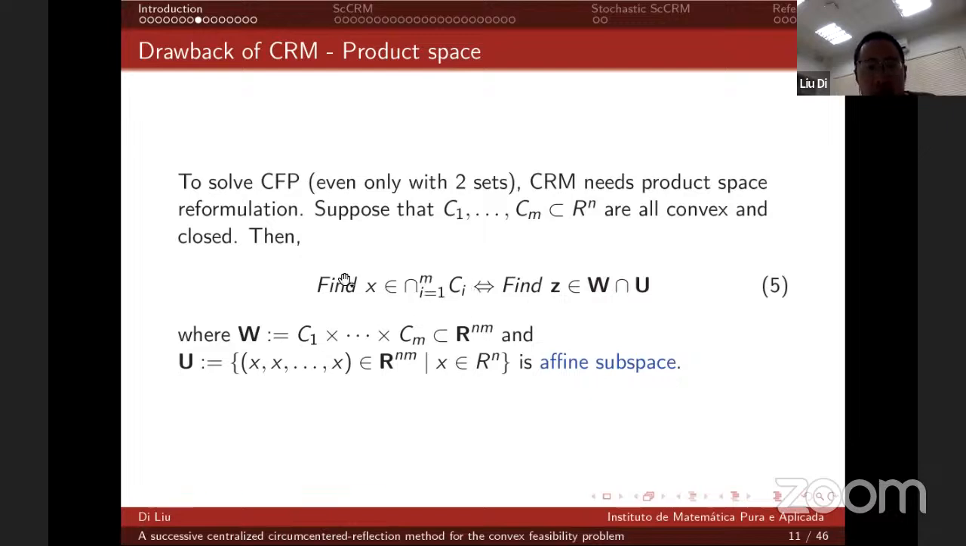So if we want to solve the general feasibility problem, we can solve the problem in the product space. In this case, W is a general convex set, but U is very special and has a structure: it is a diagonal space. In this sense, CRM will converge, but at the same time it brings a problem, because the dimension of the space increases very fast as the dimension of the problem increases.